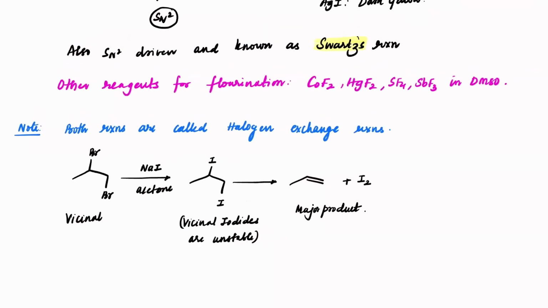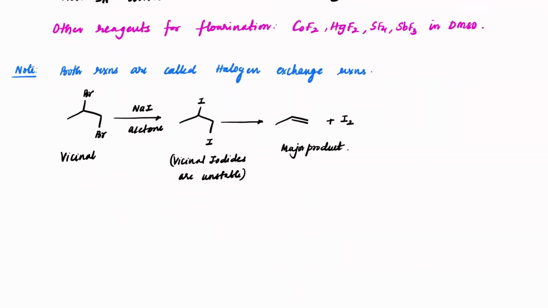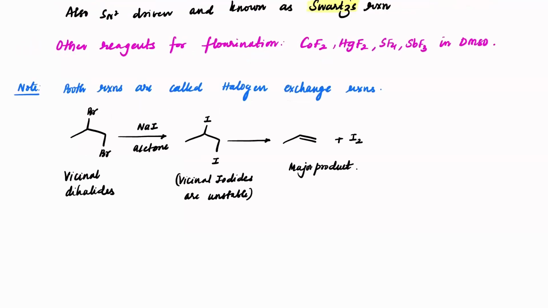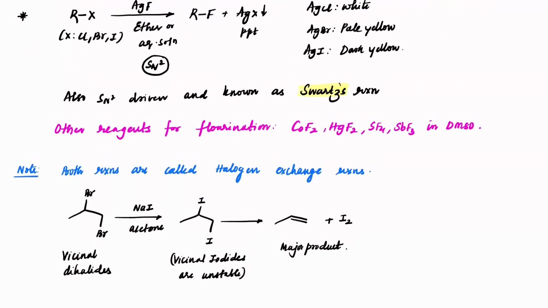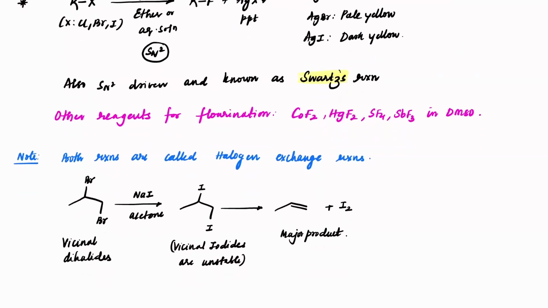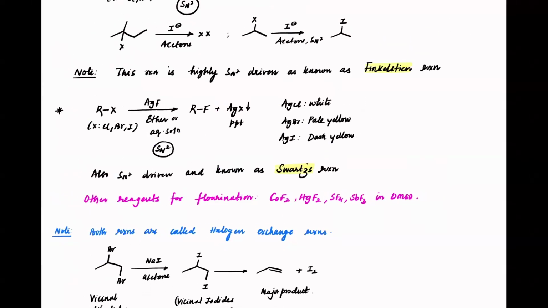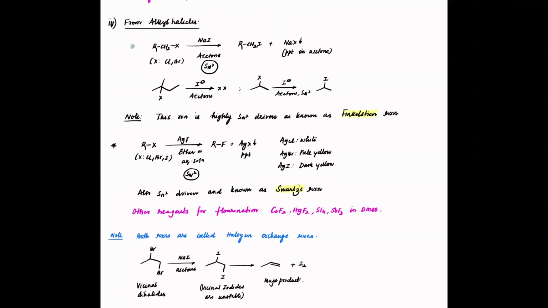Done. So this is the halogen exchange reaction, everybody. While if you have vicinal dihalides, then instead of getting a simple alkyl halide, it will go towards formation of alkene. Okay. So I hope this reaction is clear, everyone. Next.